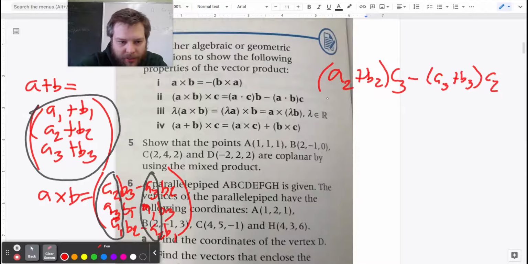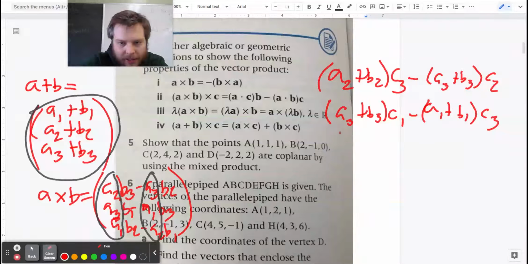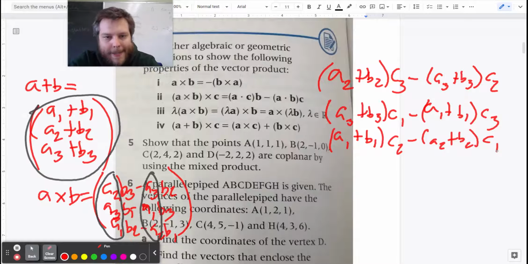And so then we keep moving down the line. A3B1 is A3 plus B3 times C1. A1B3 is A1 plus B1 times C3. Last line, A1 plus B1 times C2 minus A2 plus B2 times C1. Great. Now let's distribute and split it up into two different pieces here. And so it should be A cross C and B cross C.